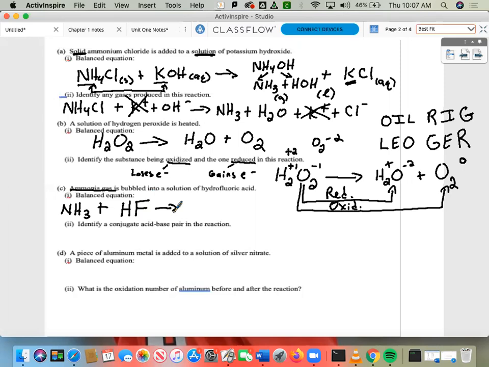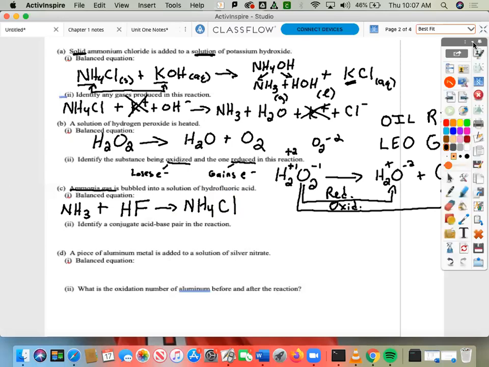So what do I get with this? It is not a single replacement reaction. This is a synthesis reaction. So we combine everything, and when I combine the NH3 and the HF, I get NH4F. Right, I get exactly what I started with. It's one of those weird reactions. You actually make something different. You like that? Yeah, this is a real cool reaction.